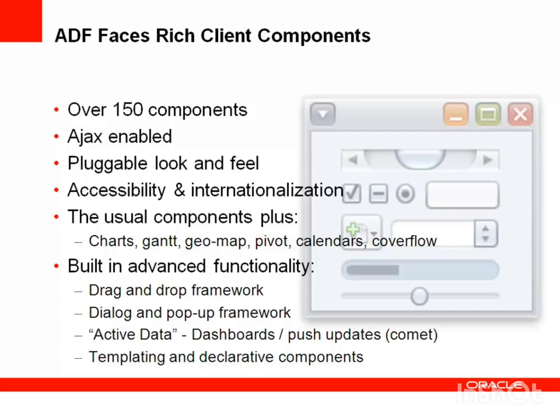The components have a pluggable look and feel, so you can actually skin them and change their look and feel. They support accessibility and internationalization. And beyond all the usual components such as buttons and checkboxes and tables, we have a very rich set of other components that includes charts, Gantt, geographical map, pivot table, calendars, carousel components, and others.